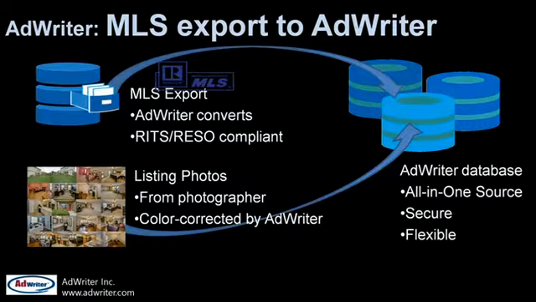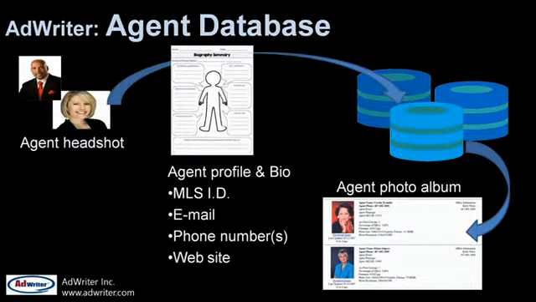The advantage here is that you now can add value to the MLS data with high-resolution photos, additional property features, and AdWriter will automatically generate a unique property description that's designed to fit the space of a particular publication. We even provide property descriptions in Spanish. One other unique feature of AdWriter is the agent database. Here is where you can upload agent headshots and unique information for each agent, something the MLS system can't do.